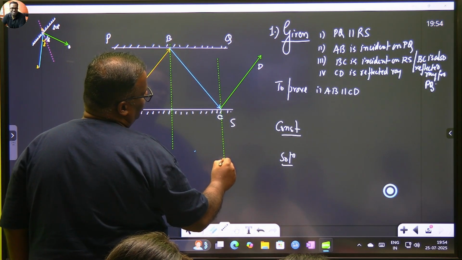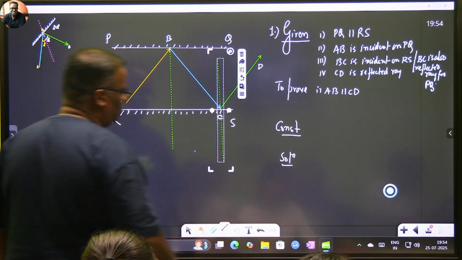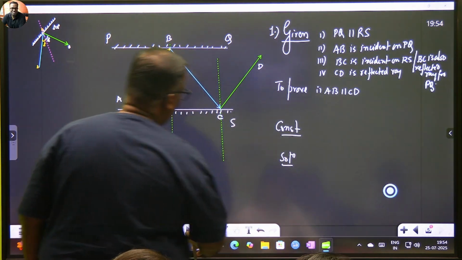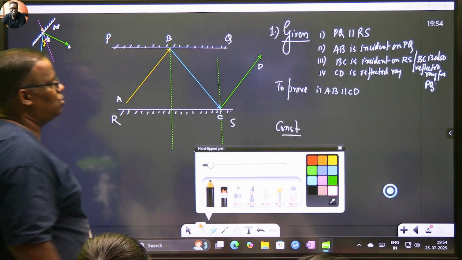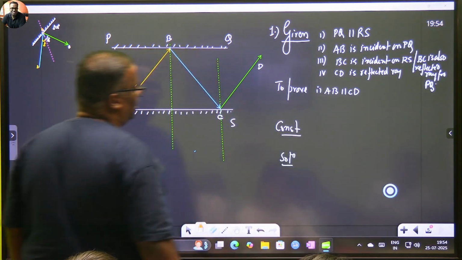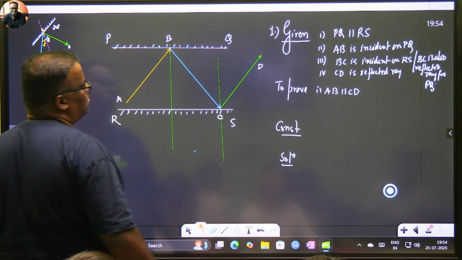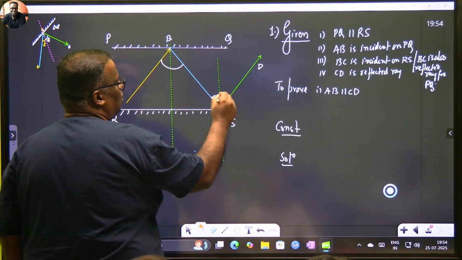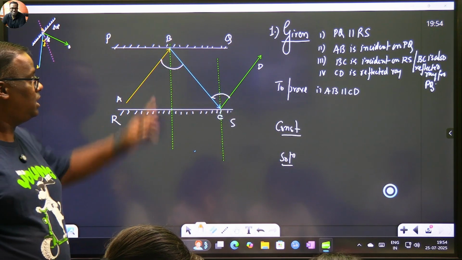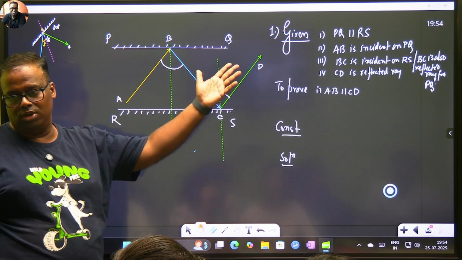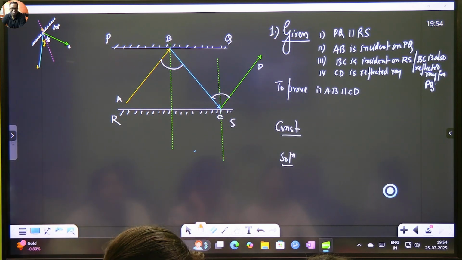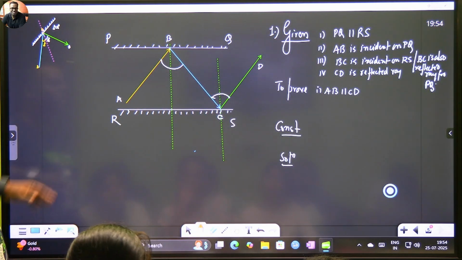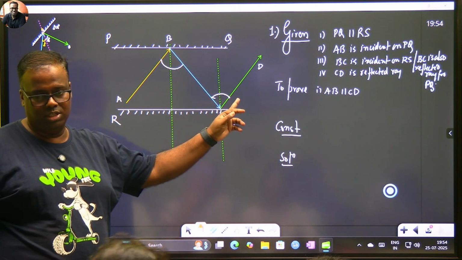Now don't go only by optics. You have been asked to prove what, children? You have been asked to prove that this is parallel to this. So you just develop the alternate interior angle ratio. Somehow try to show that this angle is equal to this angle. In that case, this will be the transversal and these two lines will be parallel, right? This is what we will try to prove. This is what should work in our head. If we show this angle is equal to this angle, right?